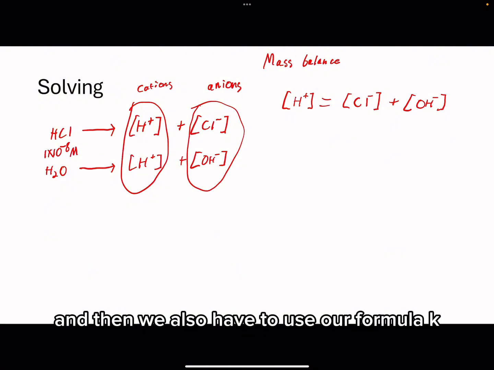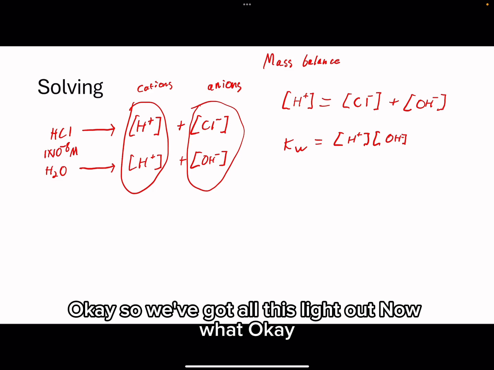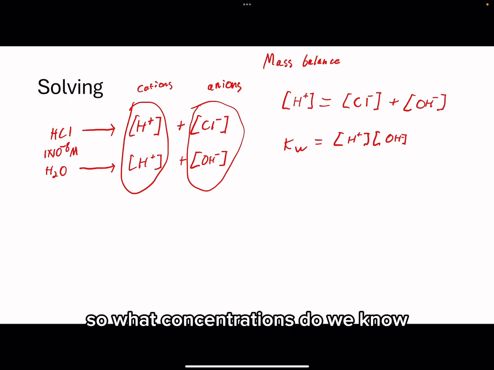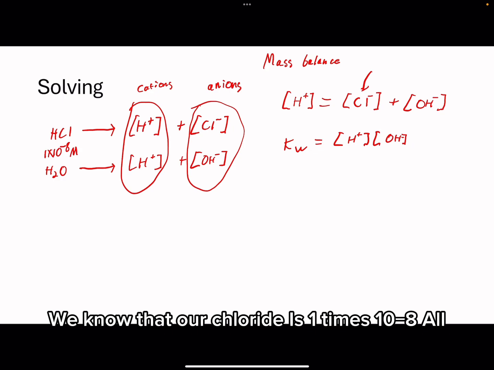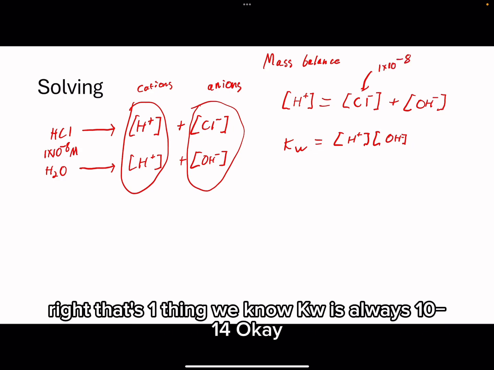And then we also have to use our formula. Kw equals hydrogen times hydroxide. Okay, so we've got all this laid out. Now what? Okay, so what concentrations do we know? We know that our chloride is 1 times 10 to the negative 8. All right, that's one thing. We know Kw is always 1 times 10 to the negative 14.